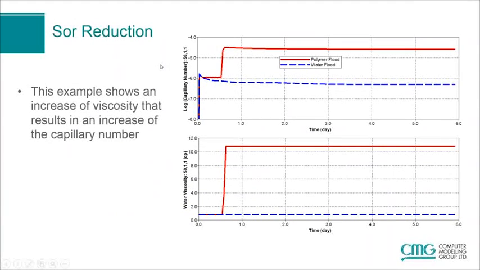Now this plot is showing a typical core flood in which we inject polymer, and the increase in viscosity shows up as a substantial increase in the capillary number. So our viscosity is increased from slightly less than 1 to almost 11 centipoise. And that change has caused the capillary number, in this case log of the capillary number, to increase from -6 to about -4.5. So that change is going to give you some SOR reduction.